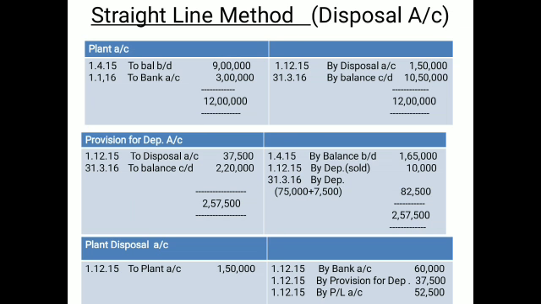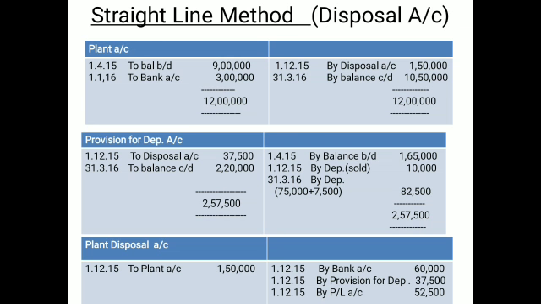Now I am moving to the last year, using only the straight line method. As you have prepared the third year balances, I have forwarded the plant with 9 lakh, the provision balance brought down with 1,65,000, and the disposal account is prepared. The disposal account is prepared in the year of sale of any asset.